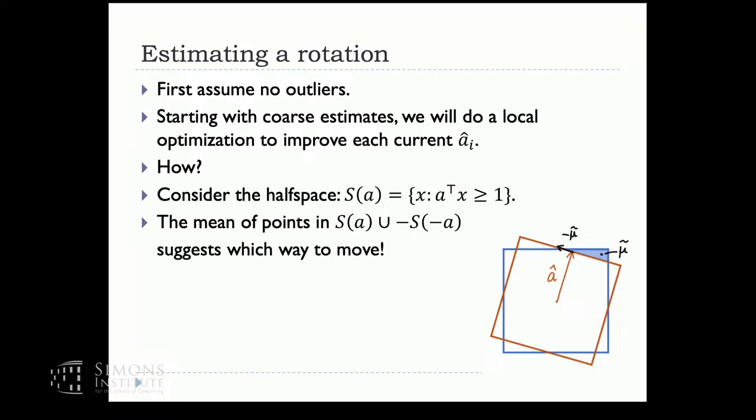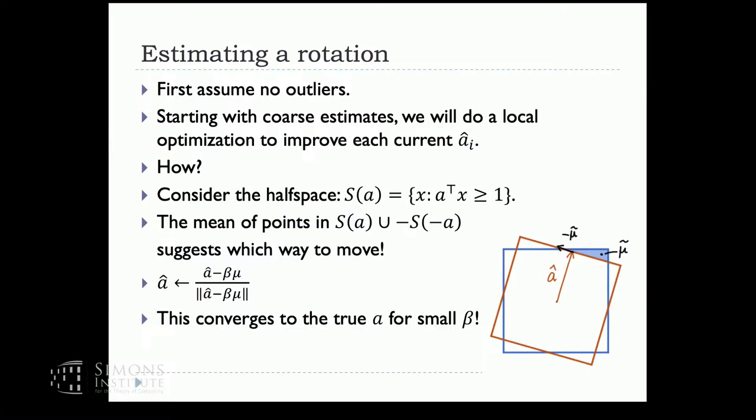The point is that mean is dragging A hat away from A, so you should move opposite to that mean. And that's exactly what we'll do. We're going to shift A some learning rate parameter times this mu, divided and normalized. We're keeping it unit vectors, because remember, this is just a rotation. So I estimate the mean of the difference and move opposite that. Not too much, a little bit, right? And this actually converges.